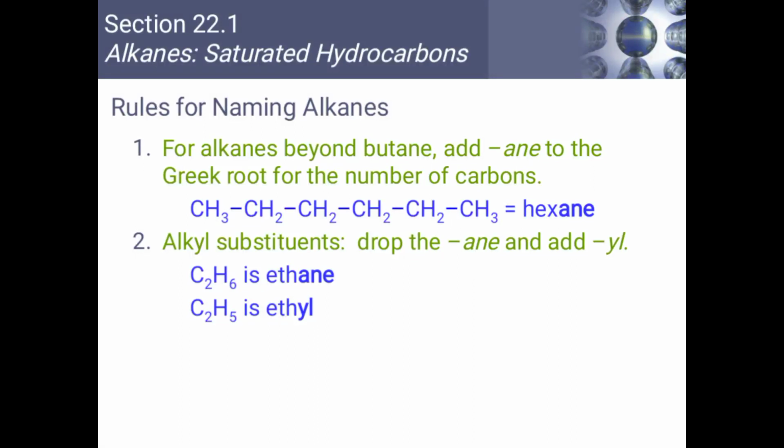Okay, so now the next thing that we are going to look at is the rules of naming alkenes. That is, how do we name alkenes? So for alkanes beyond butane, add ane to the Greek root for the number of carbons. For example, Greek roots, if it is 6, hexane.